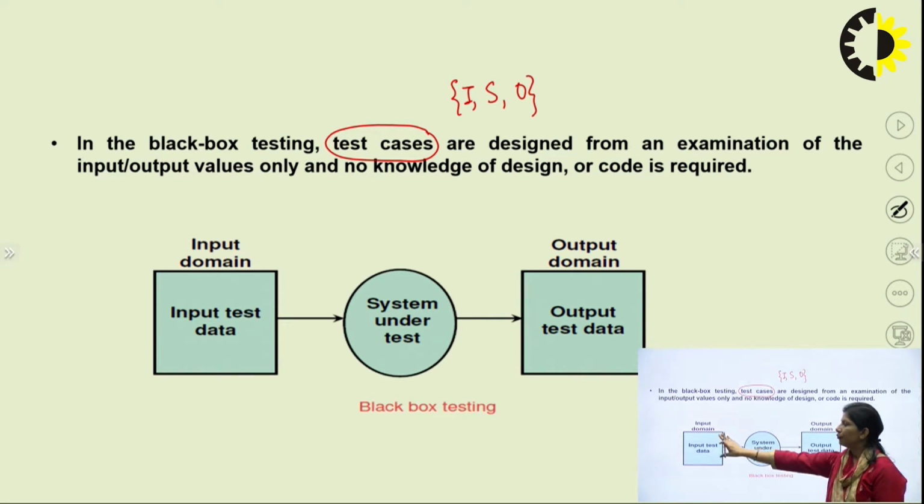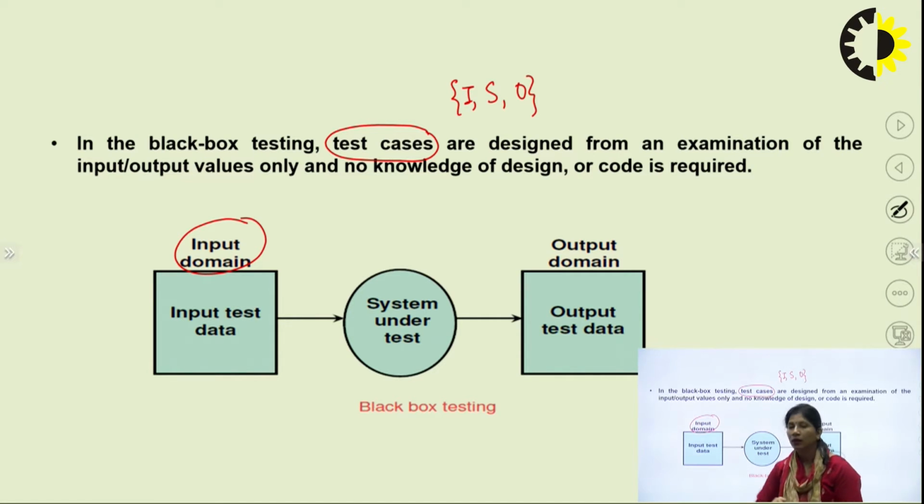Look here, we are giving input. Now the question is what kind of input we should give to the system. We will give the input according to the input domain. What is this input domain? Whatever input we give to the system should be from a specific set. For example, if I say the day of a week, I have a specific domain: Sunday, Monday, Tuesday, Wednesday, Thursday, Friday, Saturday.